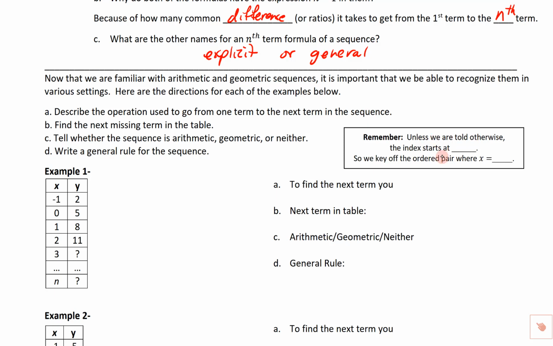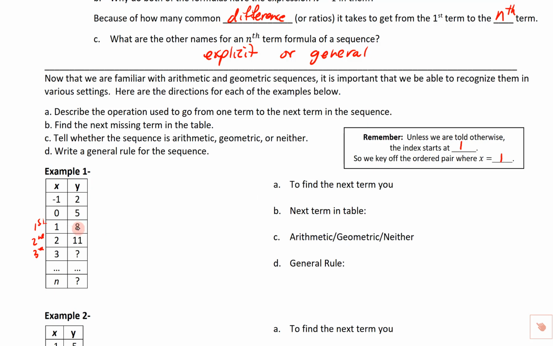Now remember, unless we're told otherwise, the index starts at 1. So what we're going to do is key off the ordered pair in here. We've got a whole bunch of ordered pairs here, but what we're going to key off is the one with x equal to 1, because this is going to be like the first term, this is the second term, this is the third term, and this would be kind of like going back in time. All right, so let's take a look at this.